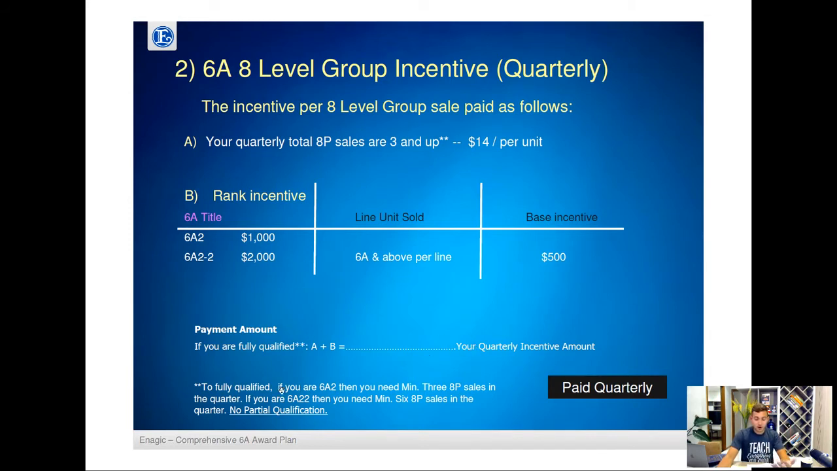All right, again, there are some qualifications. So if you were 6A2, you need those 3 8-point sales in a quarter, guys, in 3 months. No issues there. If you're 6A2-2, you need a minimum of 6 8-point sales. That's 2 trifecta sales within a period of 3 months within your 8 points. Okay, so if you receive 8 checks from the 8-point commissions, you're good to go. There are no partial qualifications. All right, and these quarterly bonuses, of course, are paid on a quarterly basis.